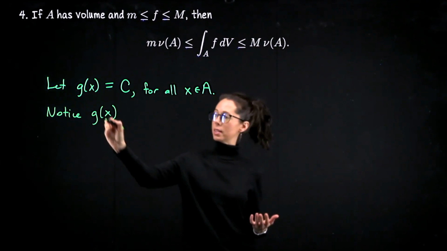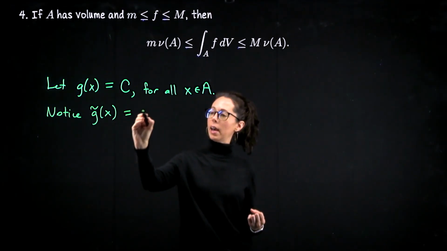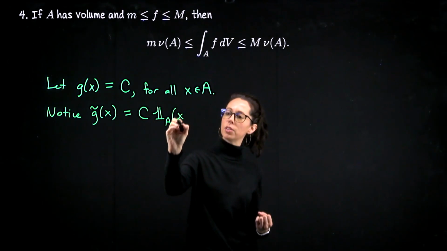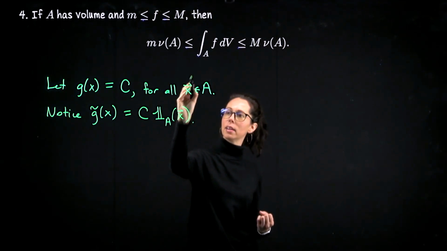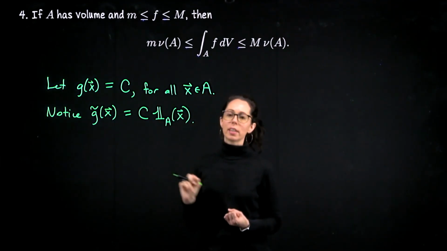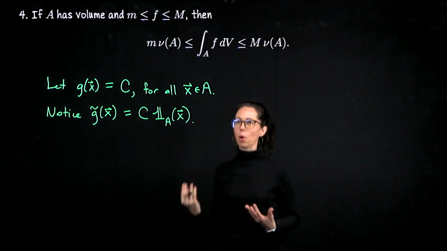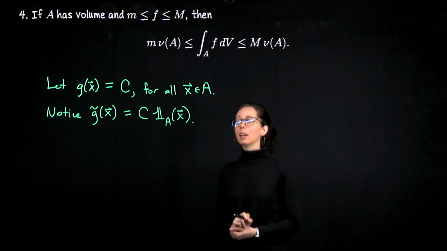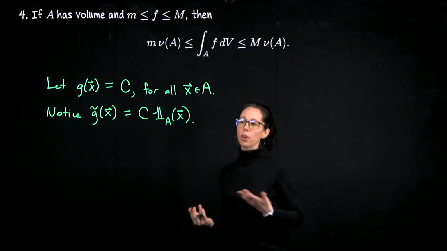I could even think of it as the extension of g as c times the characteristic function of the domain A. And here, the domain is in R^n, so let me add little vector hats. g and f, of course, are scalar valued as they've always been in our discussion of Riemann integration. Okay, so what is the integral now of g over A?